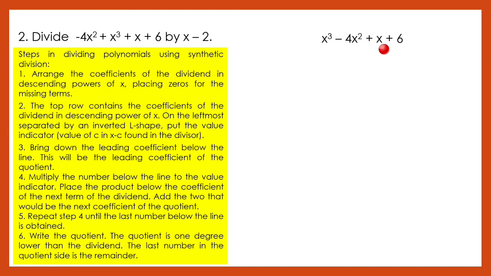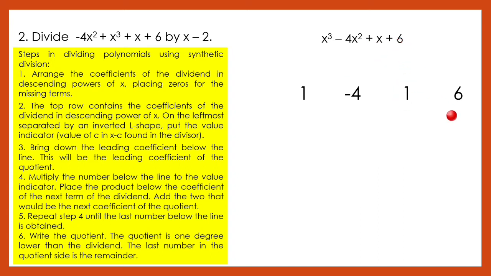Okay, kukunin natin yung coefficients ng ating dividend. Anong coefficient ni x cubed? 1. Ano ang coefficient ni x squared? Negative 4. Anong coefficient ni x? 1. And then 6. So, ito yung ilalagay natin sa top row: 1, negative 4, 1, and then 6.